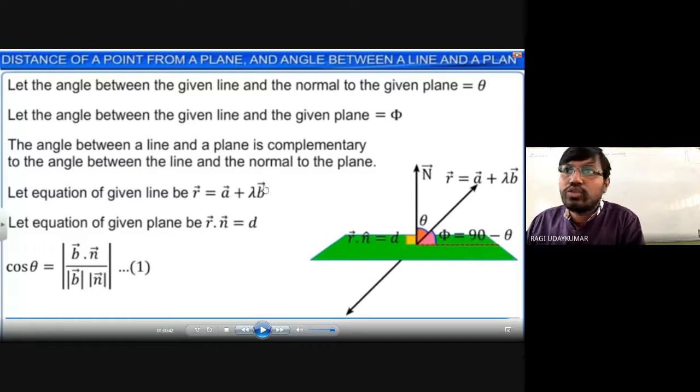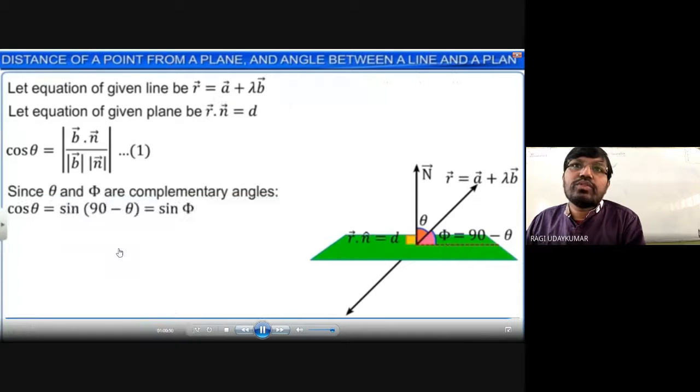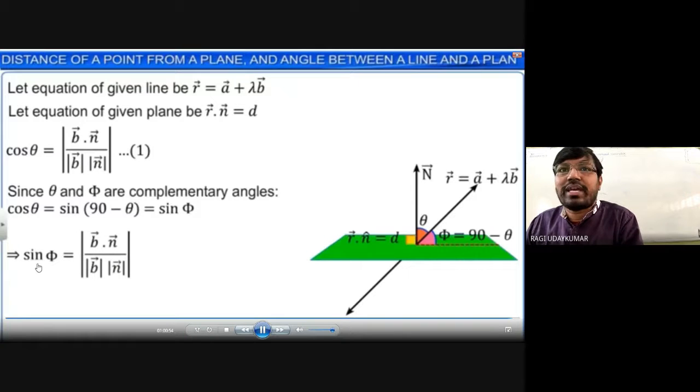If two lines b1 and b2 are given to you, their direction ratios will be taken when you are finding cos theta. The cos theta formula gives b bar dot n bar, but we do not need theta, we need pi. So cos theta is equal to 90 minus theta, and the sin of pi value comes here. Here you are going to get sin.